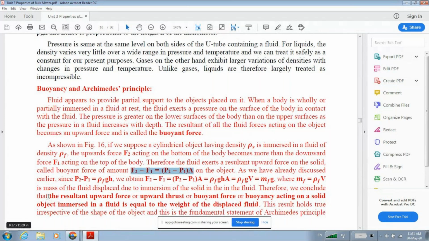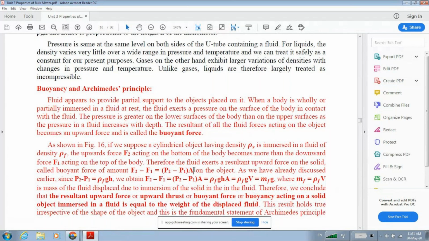Let us write this in bold letters. The resultant upward force, or the upward thrust, or the buoyant force or buoyancy acting on a solid object immersed in a fluid is equal to the weight of the displaced fluid. We can derive it like this. F2 minus F1 equal to P2 minus P1 into A. So this is the buoyant force acting.